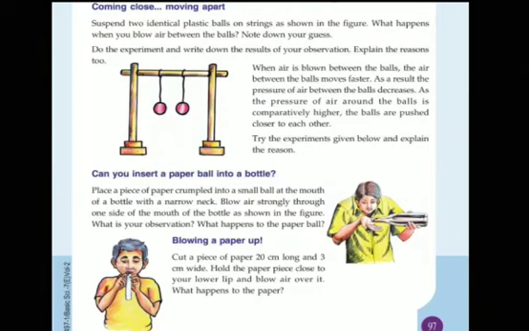Similarly, you cut a piece of paper 20 centimeter long and 3 centimeter wide and hold the paper piece close to your lower lip and blow air over it. What will happen is that the paper piece moves up. When you blow the air, the air above the paper piece moves faster. So the air pressure is decreased there. But the pressure at the bottom of the paper is high. This made the paper move.